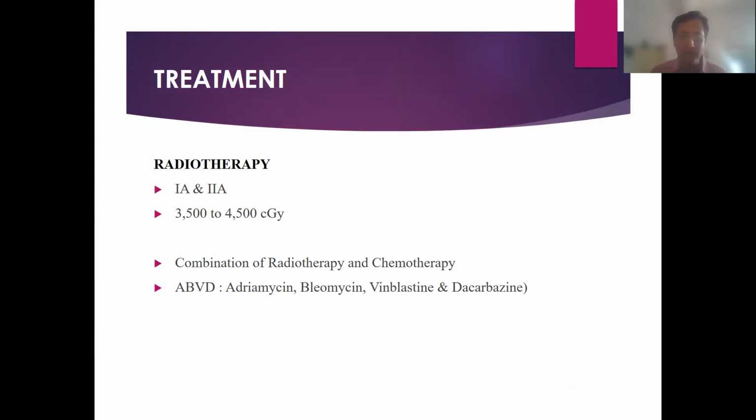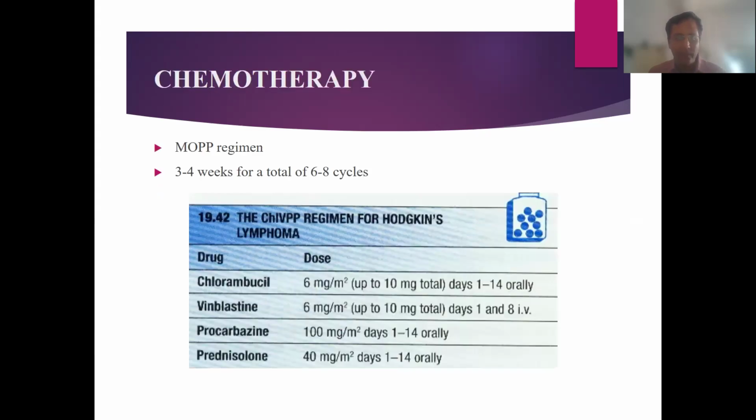Then we can give radiotherapy or chemotherapy in this. Now, what is the chemotherapy? We can also give this: chlorambucil, vinblastine, procarbazine, prednisolone. We can give about this much of the dose, that is 6 mg, 6 mg, 100 mg. We can do about this much of the regimen, about 6 to 8 cycles we have to give.